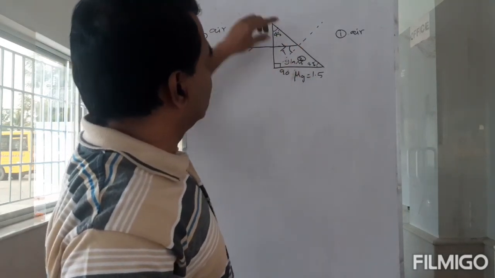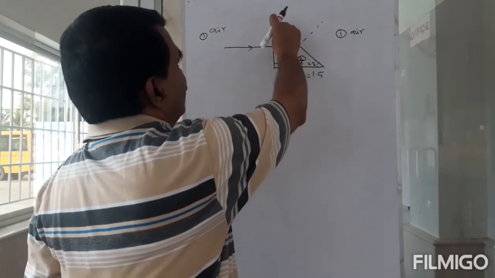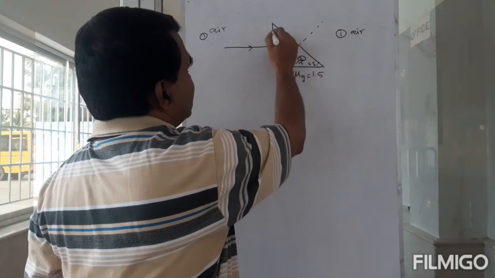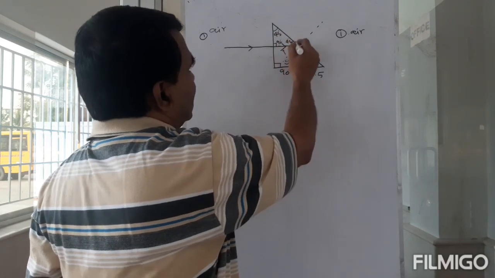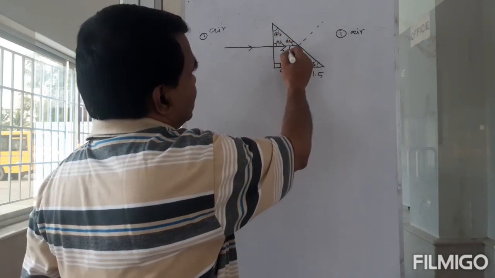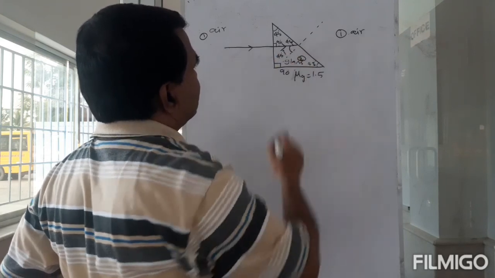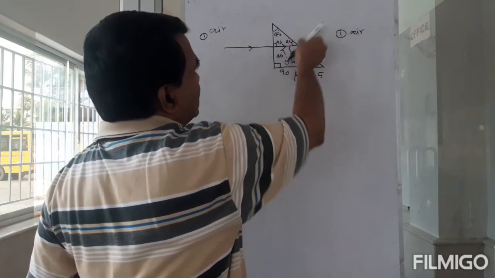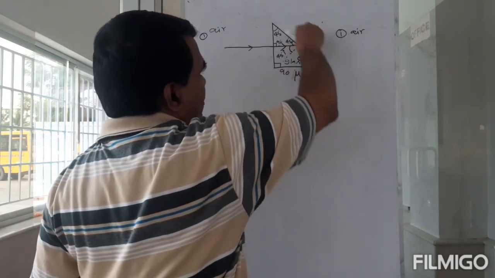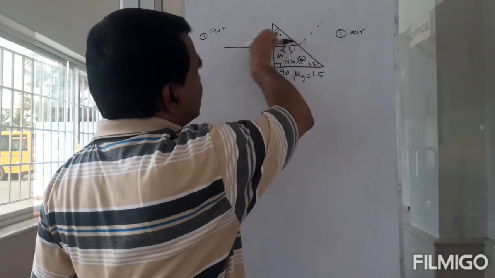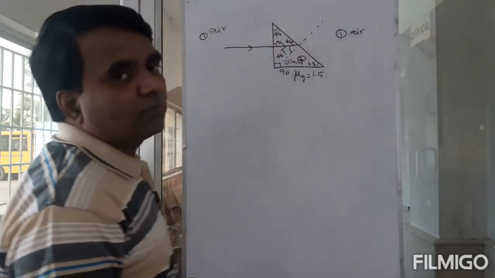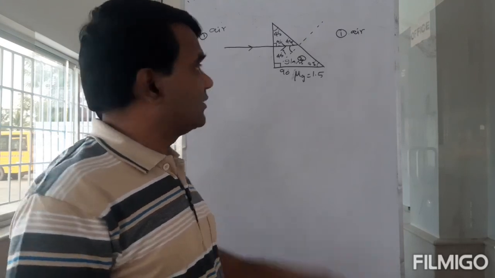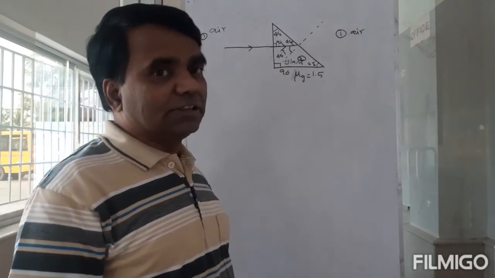Look at this. This is 45, this is 90, which means that this must be 45, and if this is 45, this must be 45 too. So this must be 45 degrees. So the angle between the normal to this surface, this interface, and the incident ray is 45 degrees. And what should happen? Again, that depends on the refractive index.